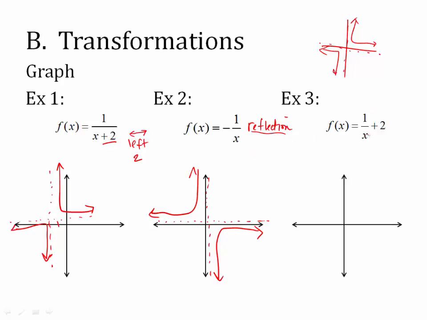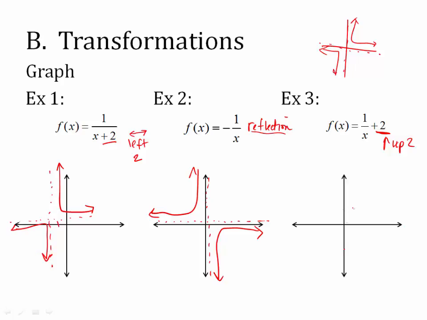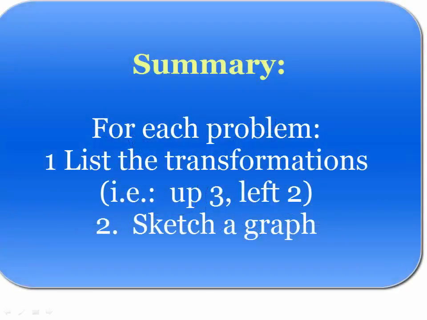Example 3 here, 1 over x, that's my rational, plus 2. That plus 2 is happening to the whole thing, so that means it's going up 2. So my asymptotes, this one's going to stay the same. My asymptote at 0 is going to move. So it's moving up 2. So there's where my horizontal asymptote will be. Vertical is not changing. Okay. And so it's just going to scooch my graph up 2. Remember, the line approaches the asymptotes, generally does not cross them.